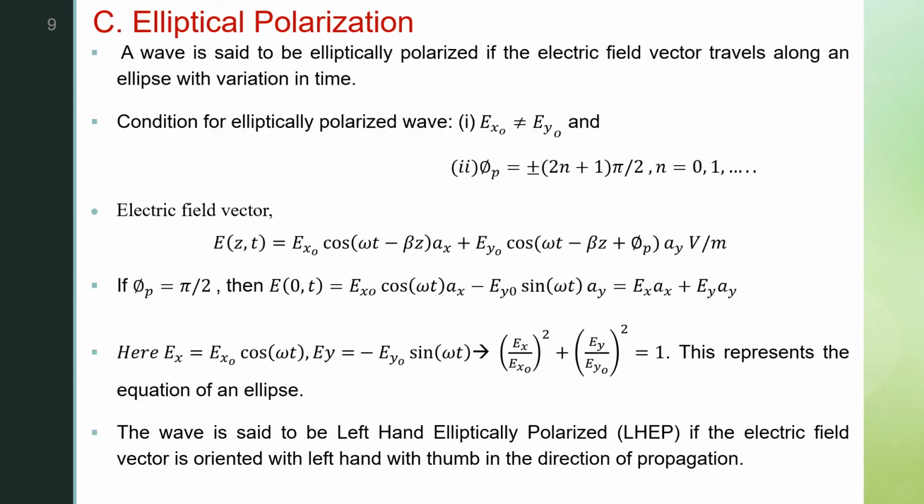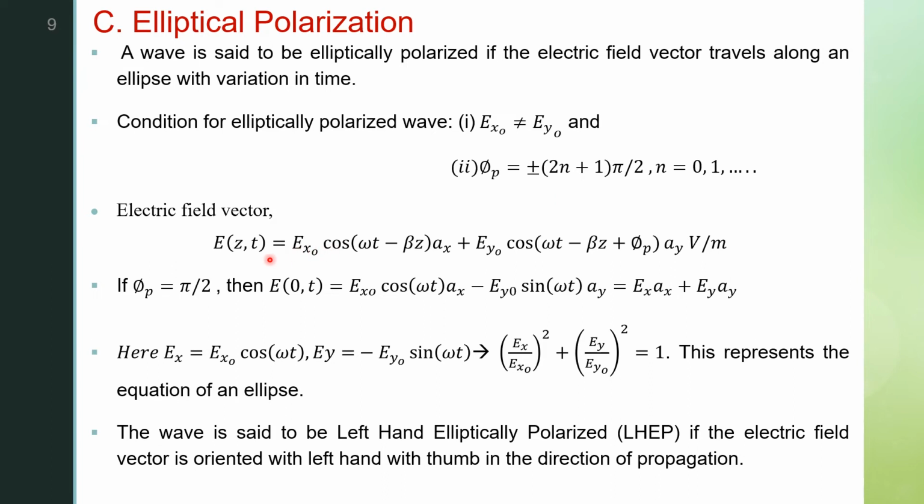Another case is elliptical polarization. A wave is said to be elliptically polarized if the electric field vector travels along an ellipse with variation in time. So what is the condition that should be satisfied for elliptical polarization? That is, the wave amplitudes along x and y direction must be unequal. That means Ex0 should not be equal to Ey0, and the phase difference is odd multiples of pi by 2.